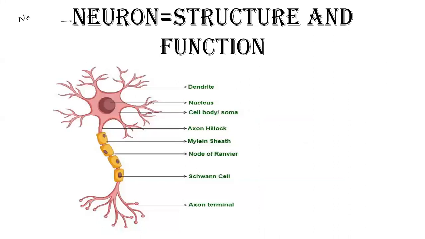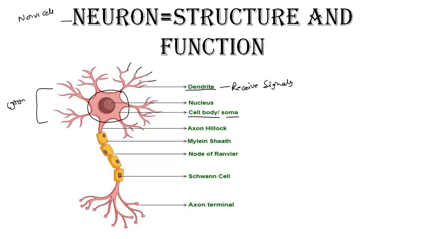The neuron is also known as the nerve cell. When you see the structure of a single neuron, you can see these tree-like branches. This is called dendron, and dendrons receive signals from other neurons. Next, this structure is called the cell body, soma or cyton. The cyton has a nucleus, and inside the nucleus the nucleolus is also present.